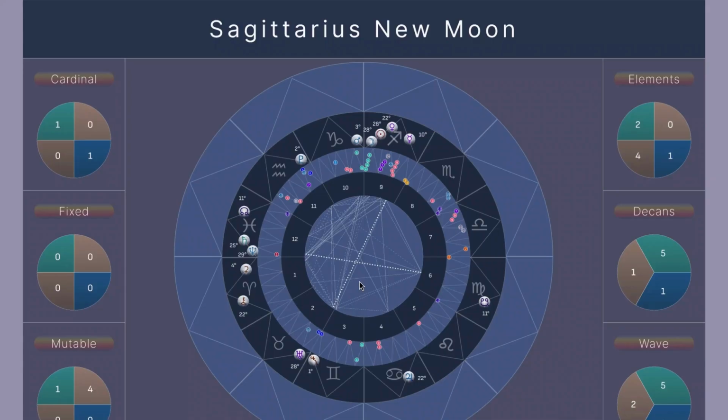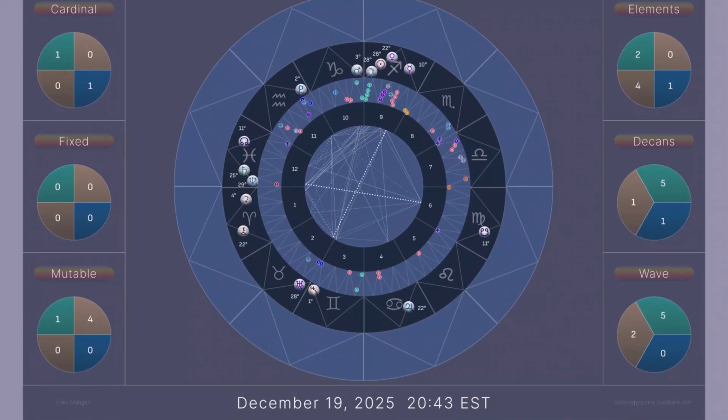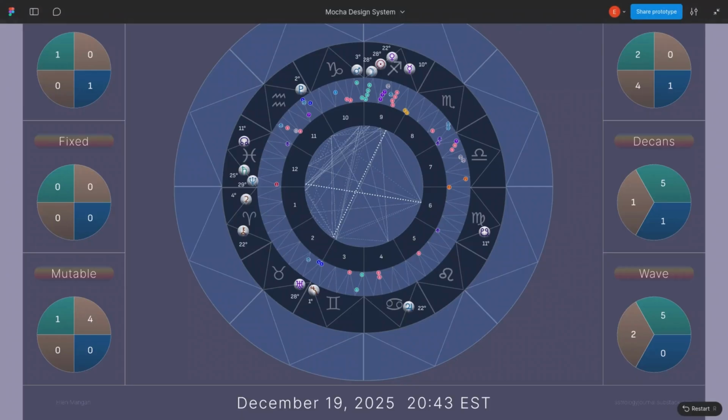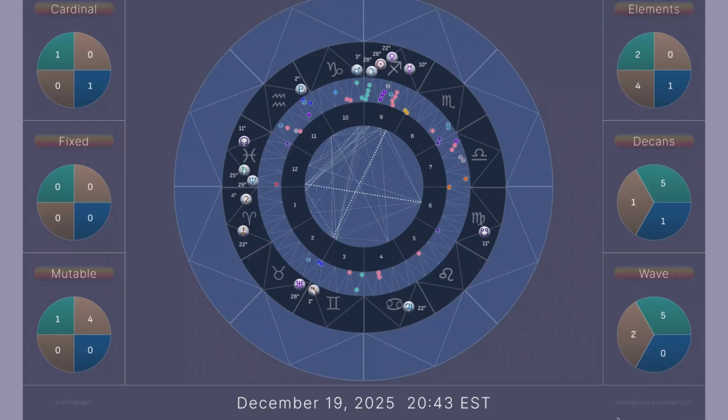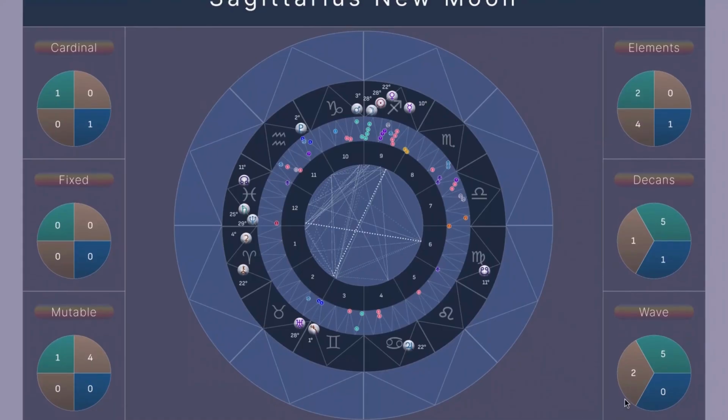We have a Sagittarius new moon coming up on December 19th at 8:43 p.m. Eastern Standard Time, and that'll be 1:43 in the morning on December 20th if you're in the UK. This is my new chart template, which I really like.